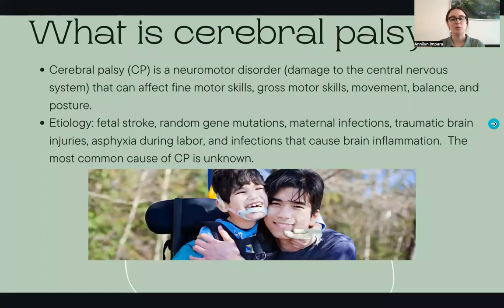So, what is cerebral palsy? Cerebral palsy, or CP, is a neuromotor disorder, which means that it's a disorder that has damage to the central nervous system that can affect fine motor skills, gross motor skills, movement, balance, and posture. The etiology or causes of cerebral palsy can include fetal stroke, random gene mutations, maternal infections, traumatic brain injuries, asphyxia during labor, and other infections that can cause brain inflammation. One of the most common causes of CP is actually unknown.